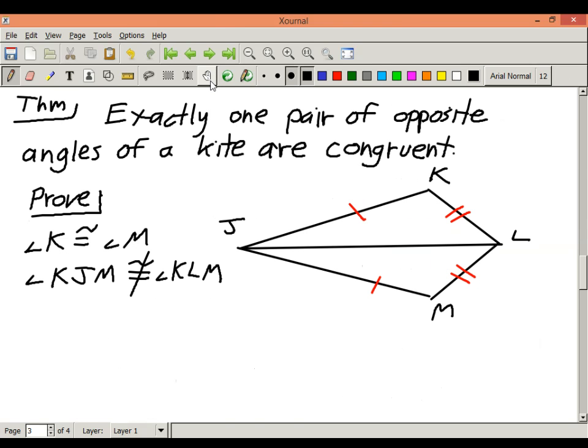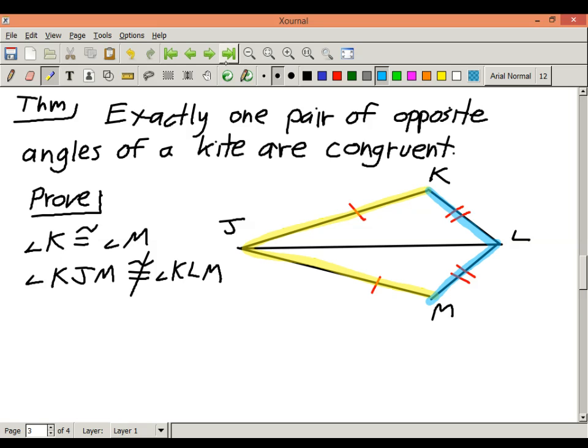Our second and last theorem today is the following: exactly one pair of opposite angles of a kite are congruent. In the figure you see there, you're trying to prove that the pair that are congruent are K and M. We're trying to prove them congruent. At the same time, we're going to try to prove that the other two angles of the kite, namely angle KJM, which I'll highlight here, is not congruent to angle KLM, because you only have one pair of congruent angles in a kite.